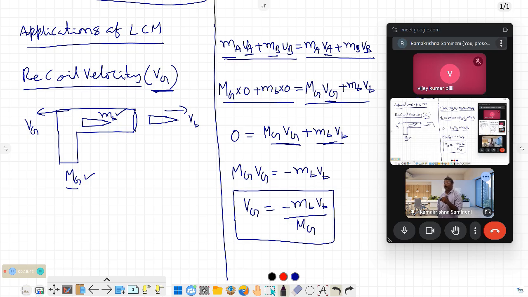Here what is this minus sign? This minus sign indicates the direction of the gun. What direction is it moving? Minus means it is moving in the negative x-axis.